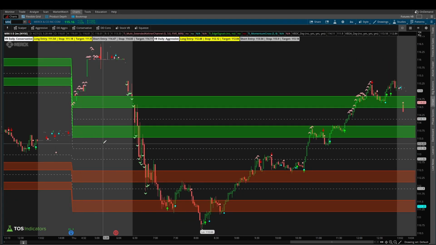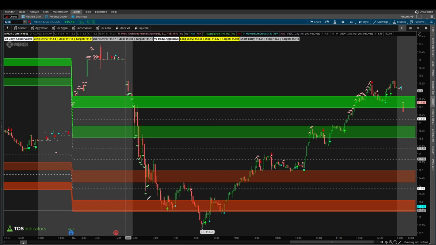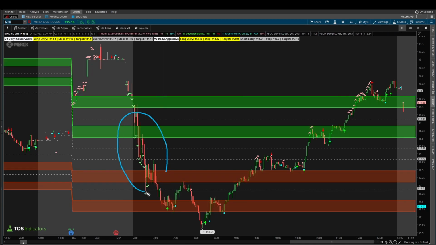Now, the last setup is Merck. Now, Merck, very similar example here as well. We had earnings which was a beat, 140 compared to the estimate of 134, so slight bias towards the bullish side. We had the Keltner channel wedges plotting early on in the morning. We had the oversold signal. We had the momentum cross.